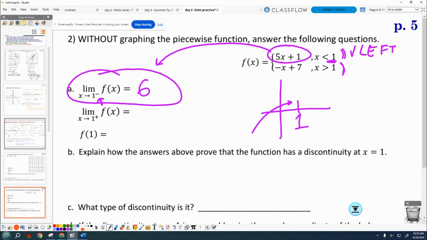Louisa, so if this is the left side, I'm guessing this is the right, because numbers that are bigger than 1 are on the right. So how am I gonna calculate that value? Okay, so here's the equation that is on the right. What is the value of x where this breaks? What x value makes it break? It's written in the piecewise function. 1. So plug in 1 for x into that bottom equation. What y value did we get? 6.